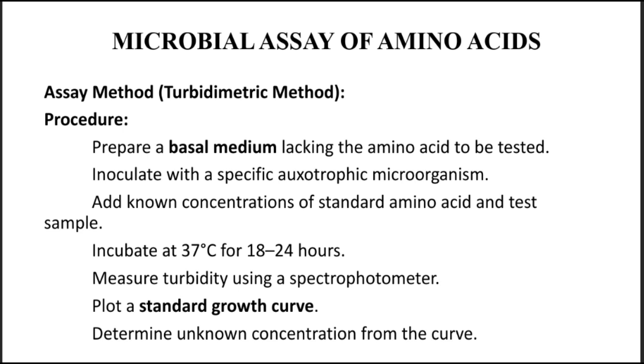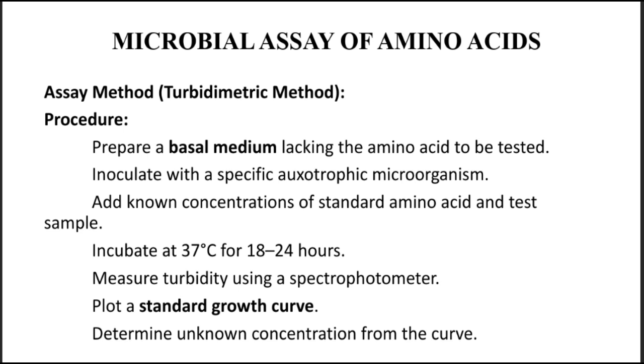Assay method. Turbidimetric method. Procedure. Prepare a basal medium lacking the amino acid to be tested. Inoculate with a specific auxotrophic microorganism. Add known concentration of standard amino acid and test sample. Incubate at 37 degrees Celsius for 18 to 24 hours.